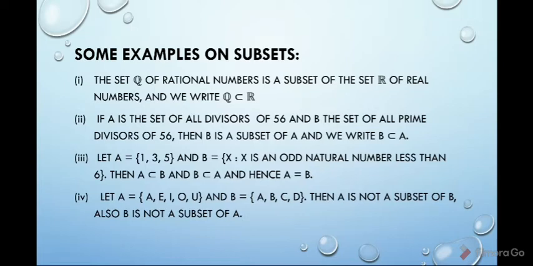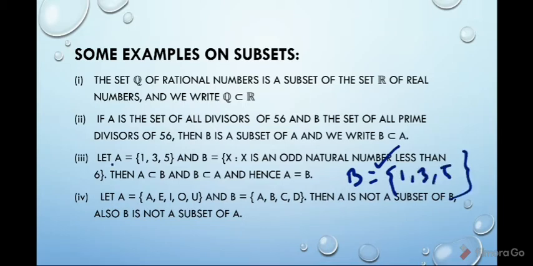Let A = {1, 3, 5} and B is the collection of x, where x is an odd natural number less than 6. Okay. So again, convert this B into roster form. It will be odd natural numbers less than 6. That will be 1, 3 and 5.